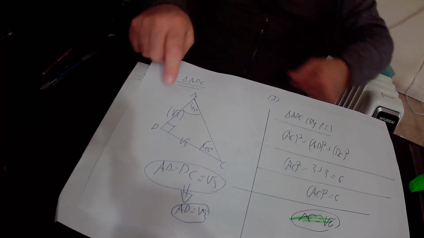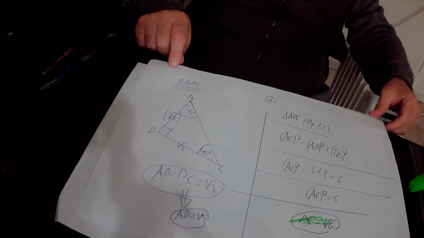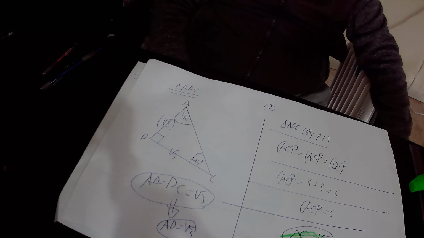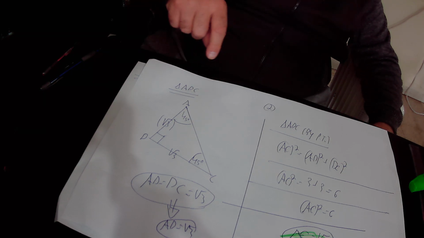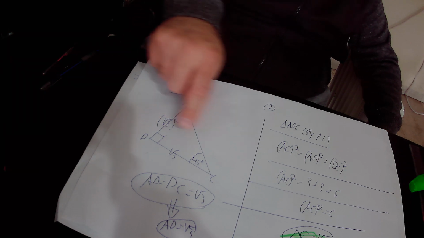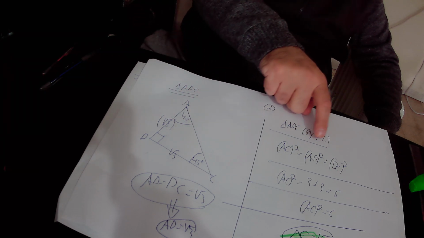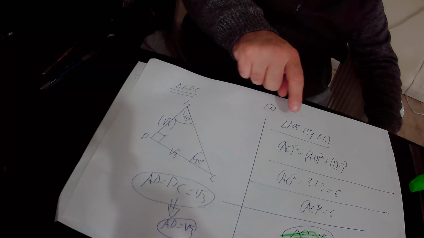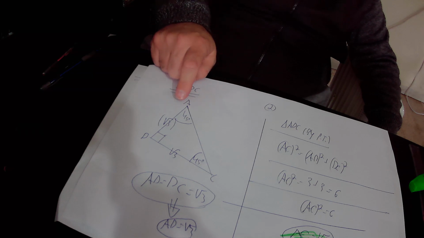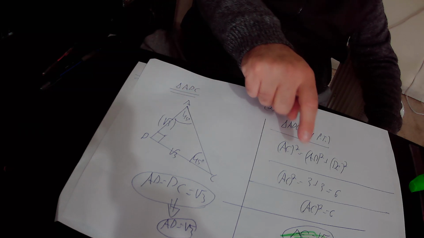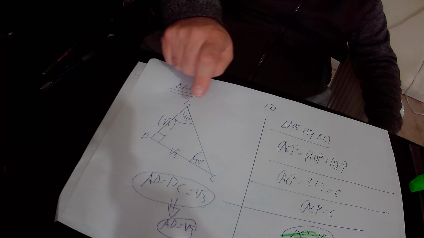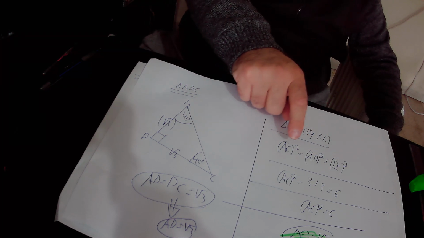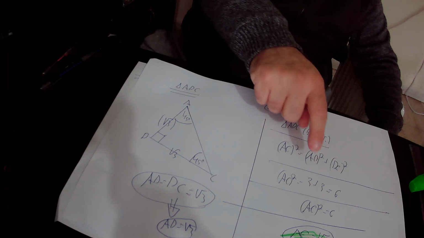On this right triangle ADC, according to the Pythagoras theorem, the square of the hypotenuse equals the sum of the squares of the perpendiculars. That is to say, AC square equals AD square plus DC square. AD is square root of 3, therefore AD square is 3, plus DC square, which is also 3. So in total, AC square equals 3 plus 3, that is 6.